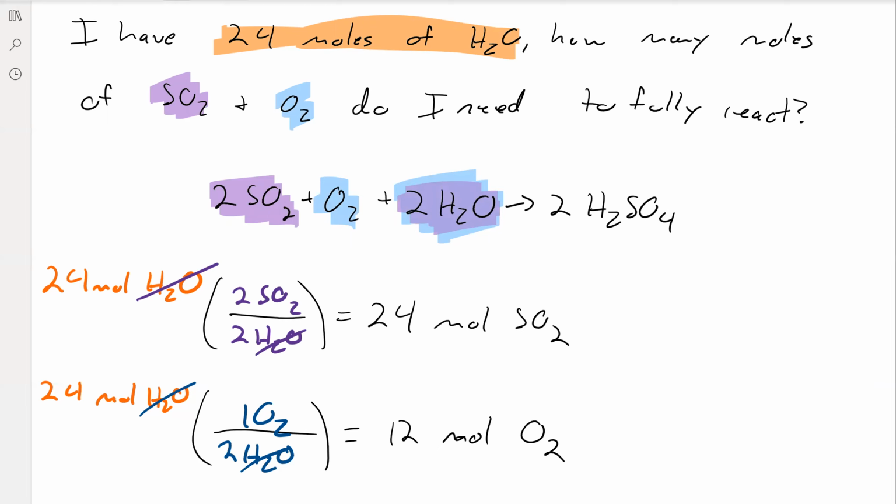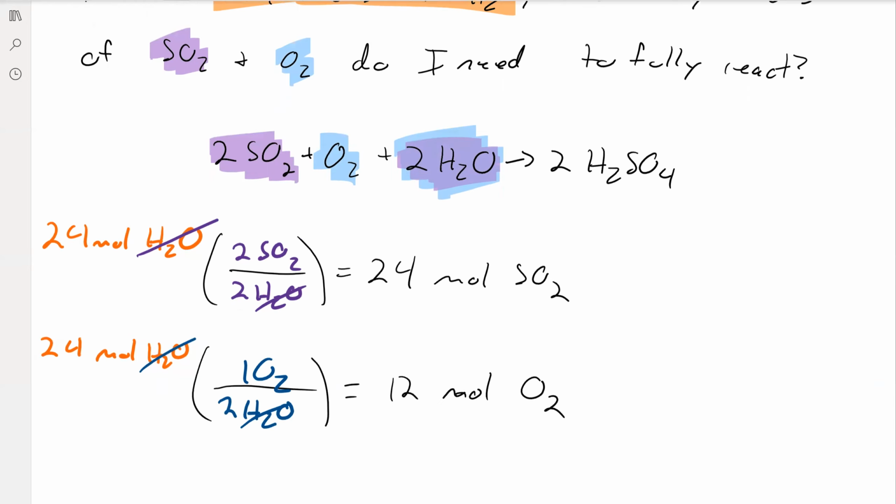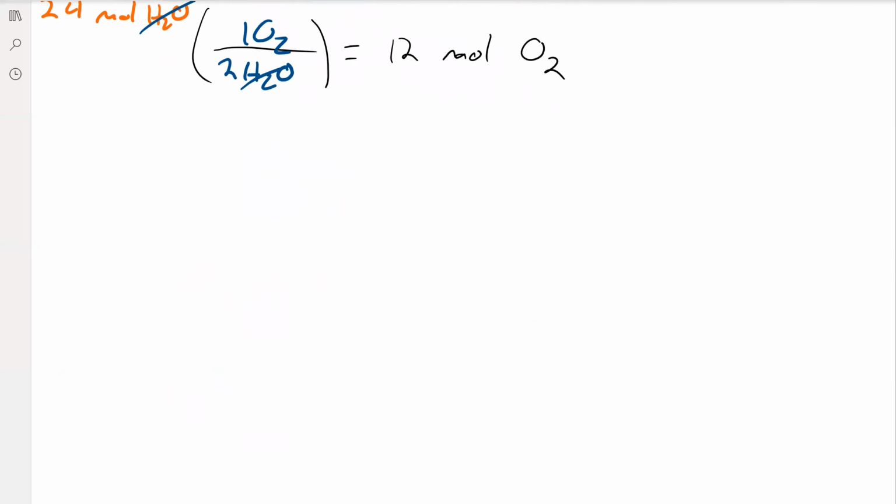So in this case, we compared all reactants. You see, we don't necessarily have to think about the products. You can think about any piece of the recipe, right? For your sandwich analogy, if you have 10 slices of bread, how many slices of cheese do you need? Same thing here. Let's do one more.